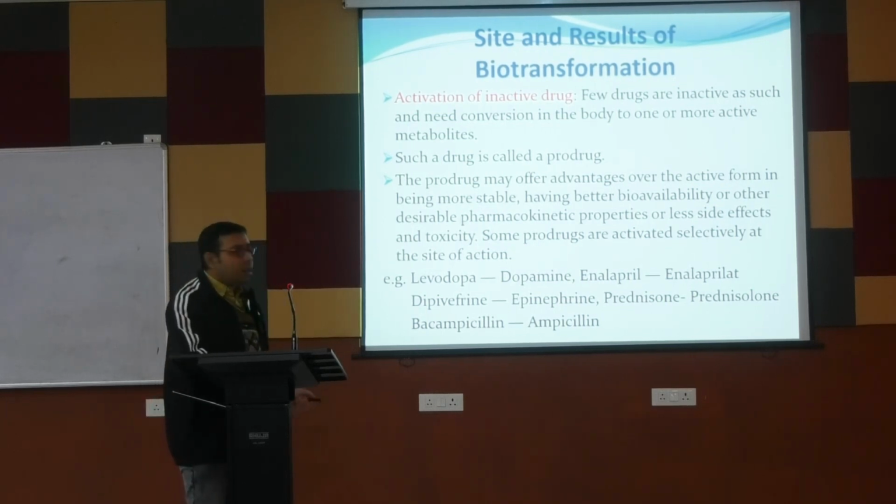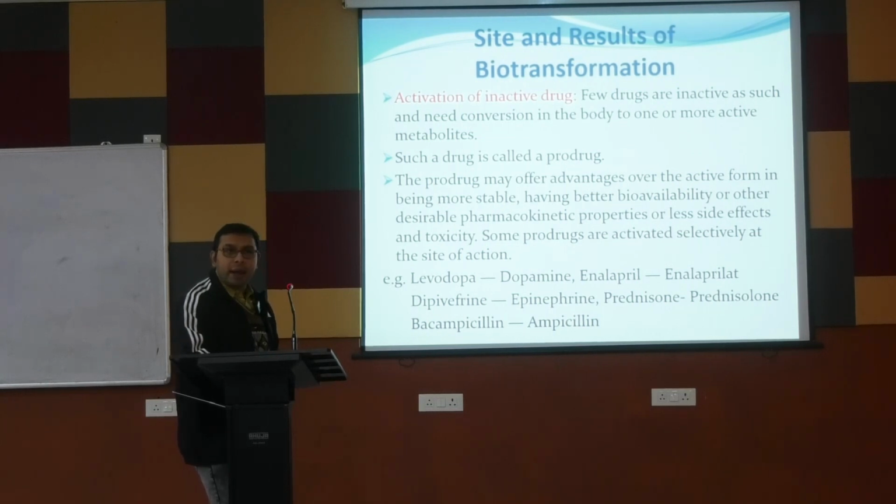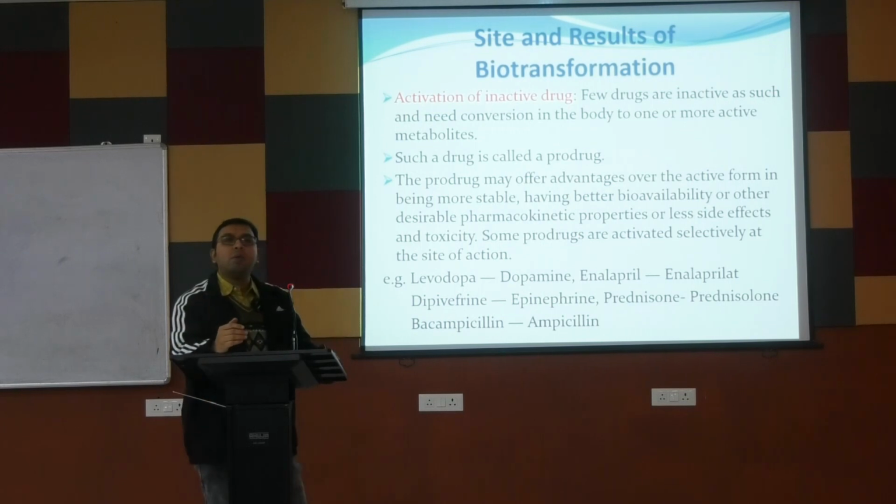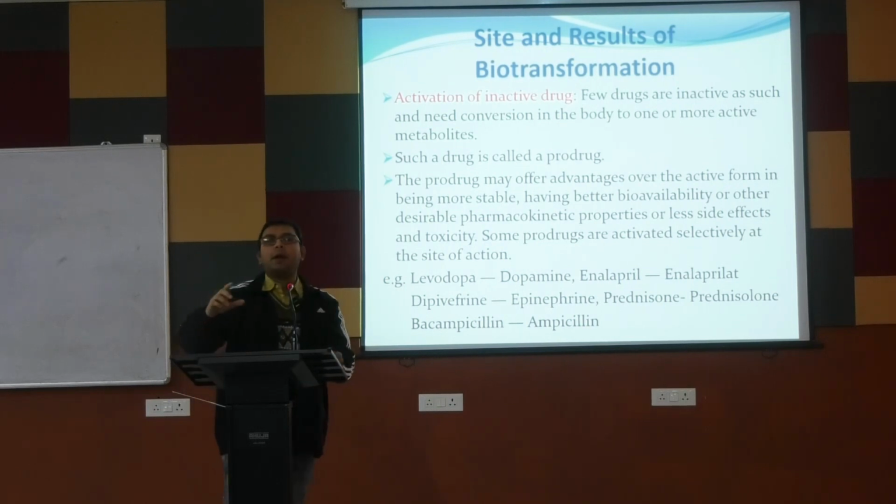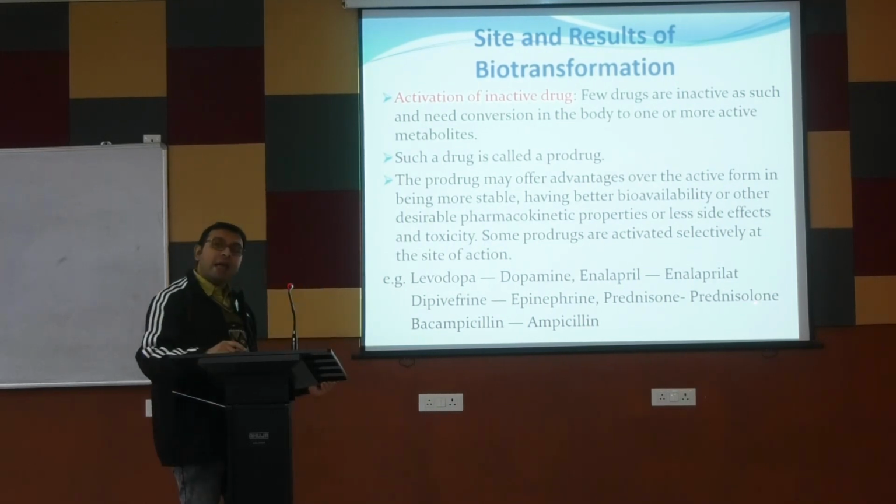Similarly, enalapril is converted to enalaprilate. Enalapril is an anti-hypertensive drug. So when the blood pressure is high, enalapril can be given. But enalapril is basically a prodrug. It is converted to enalaprilate, which is the active drug. So this is a prodrug and its active drug.